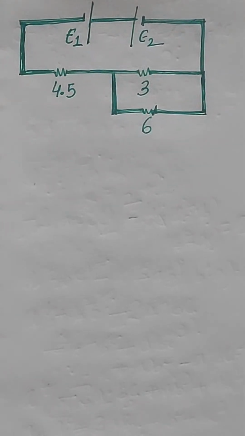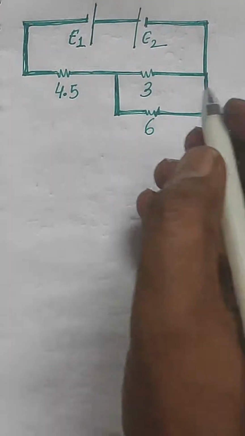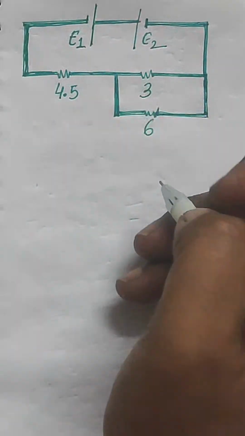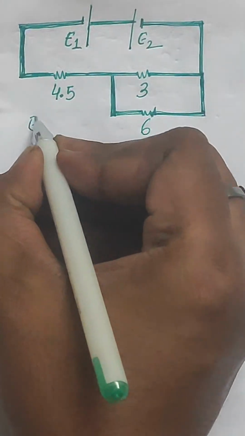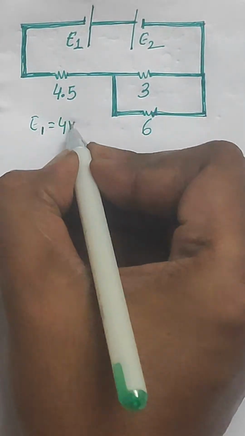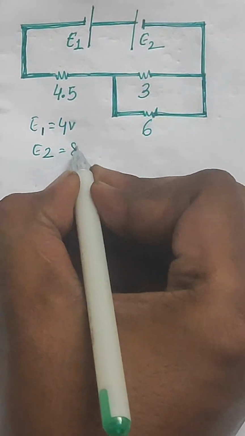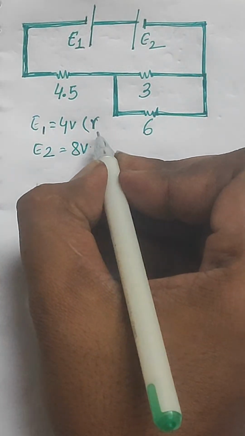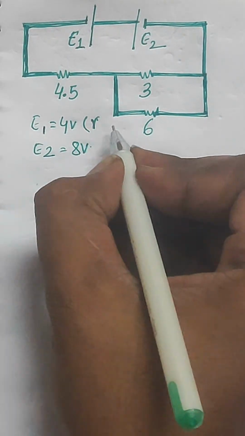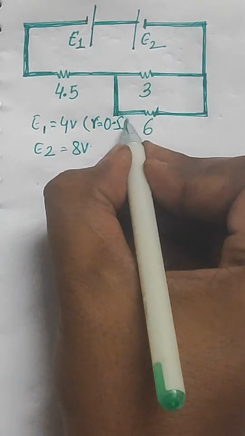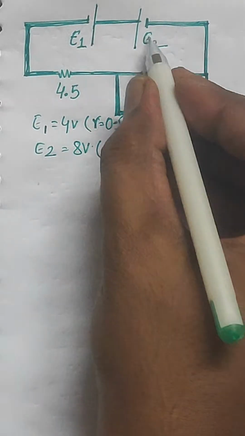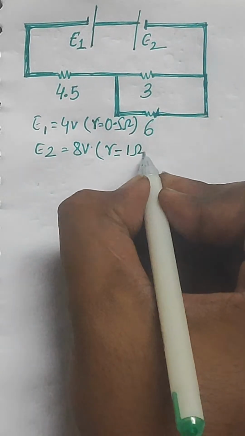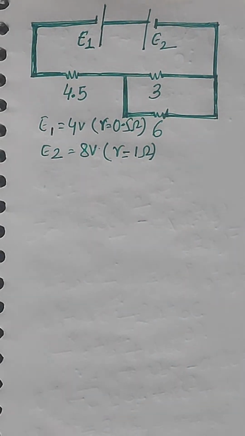Okay, so in this question it is given that in the circuit shown, the cells E1 and E2 have potentials of 4 volt and 8 volt, and have some internal resistance. E1 is 4 volt and E2 is 8 volt. The internal resistance of cell E1 is 0.5 ohm, and the internal resistance of E2, the 8 volt battery, is 1 ohm. This is given in the question.